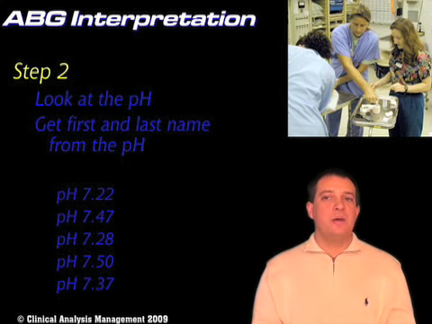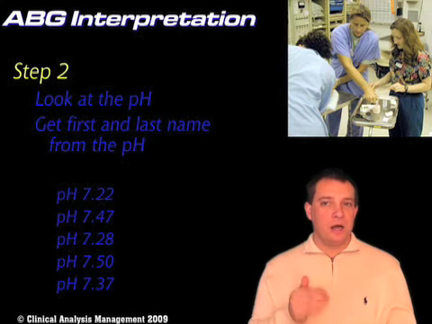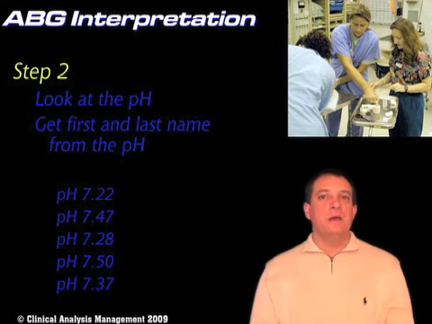alkalosis. So taking them from the top there again, you see 7.22, we see that that would be an uncompensated acidosis. 7.47 would be an uncompensated alkalosis. 7.28 would be an uncompensated acidosis, and a 7.5 would be an uncompensated alkalosis. Now what about 7.37? With 7.37, the first name would be compensated because it's between 7.35 and 7.45, and the last name would be acidosis because it's less than 7.4. So the last one there, 7.37, would be a compensated acidosis.